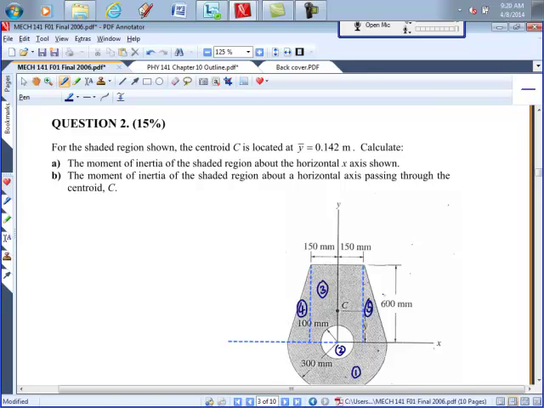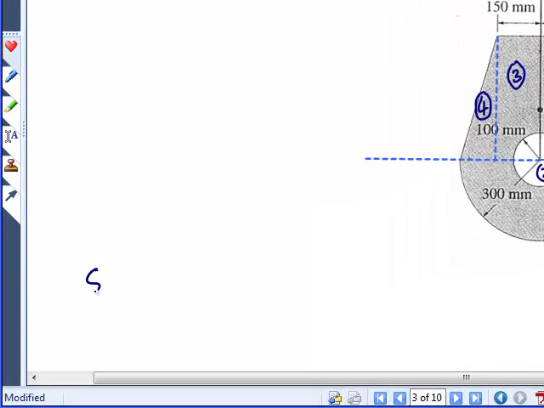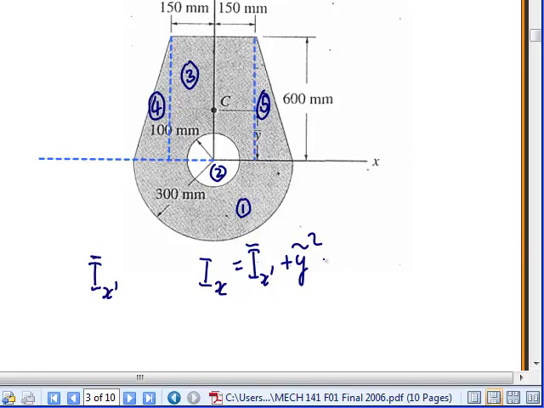All right, now what? So our next thing is, right, so I think I'm going to create a table because I'm going to have 5 different things to put in there. So each one of those sections, we're going to need to calculate its area, the distance from the x-axis to its individual centroid, the moment of inertia about an x-axis through the centroid of the part, and then by parallel axis theorem calculate the moment of inertia about the x-axis. So that's the 1/12, or sorry, it's not 1/12. That's the I bar x prime plus y tilde squared times the area.